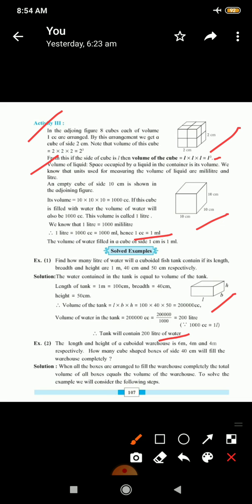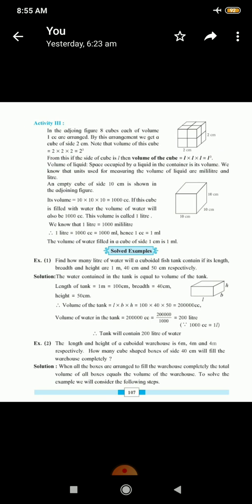Example 2. The length, breadth and height of a cuboidal warehouse are 6 meters, 4 meters and 4 meters respectively. How many cube-shaped boxes of side 40 centimeters will fill the warehouse completely? Now the solution. When all the boxes are arranged to fill the warehouse completely, the total volume of all the boxes equals the volume of the warehouse. To solve the example, we will consider the following steps.